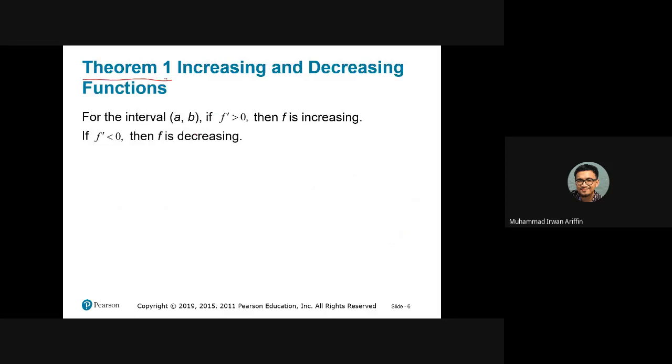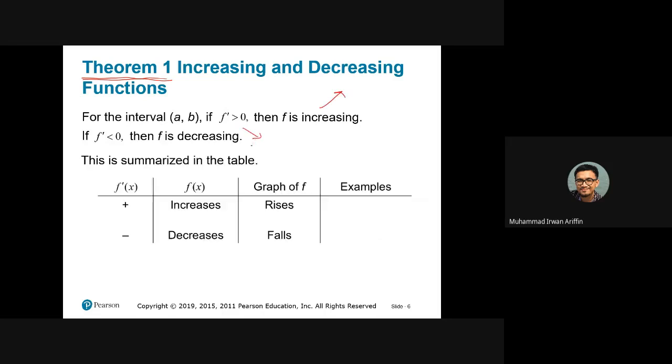So we have one theorem, theorem 1, that basically says that for the interval a and b with these two endpoints, a the beginning, b the end, if f prime is strictly greater than 0, if the slope is positive, then we know f, the function, is increasing, it is going up. If f prime is less than 0, if the slope is negative, then we know the function is decreasing, it is going down. This one is going up and this one is going down.